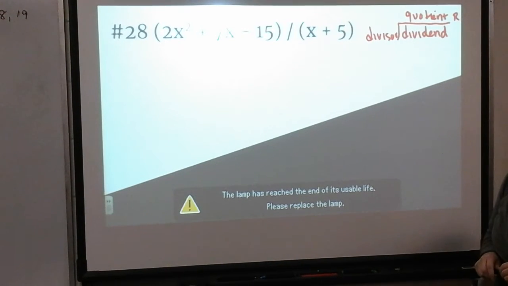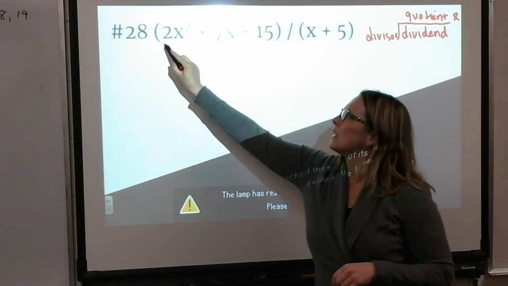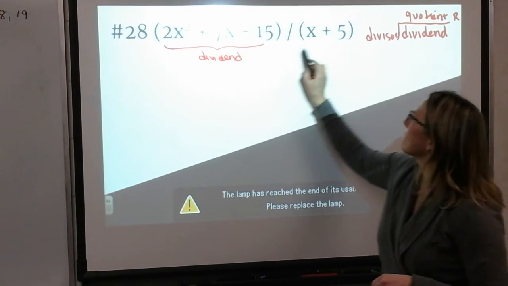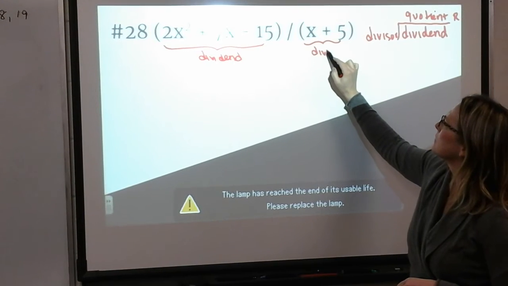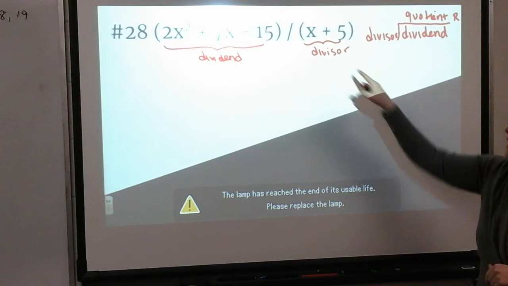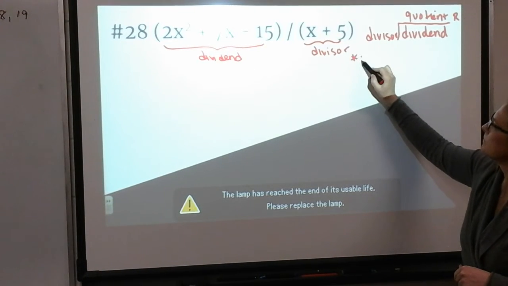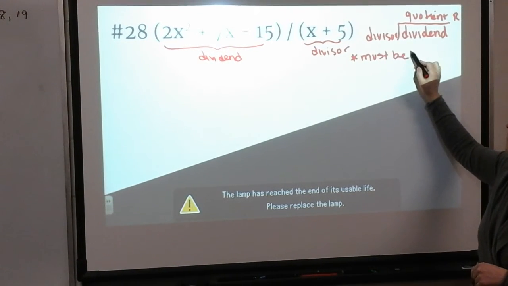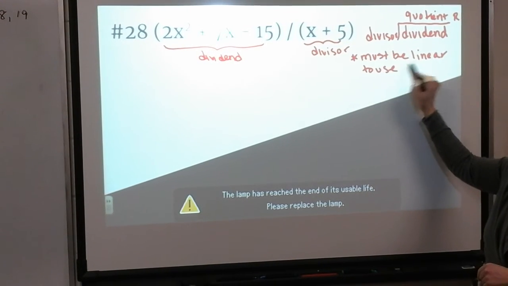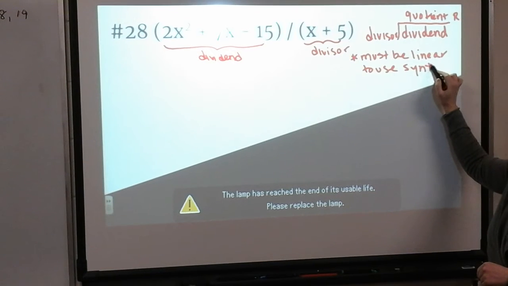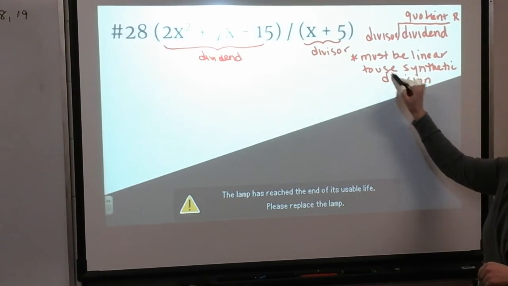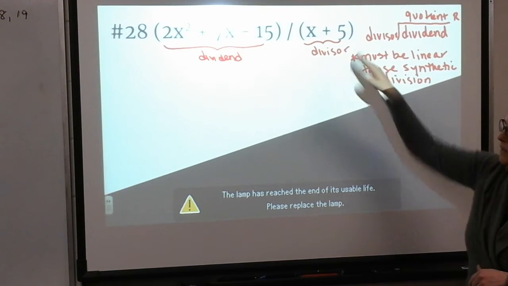Okay. So the dividend in this case is our quadratic, so this is our dividend. And this is our divisor. Now in synthetic division, your divisor has to be linear. So your divisor must be linear to use synthetic division. And in this case, our divisor is linear because it's just x plus 5.